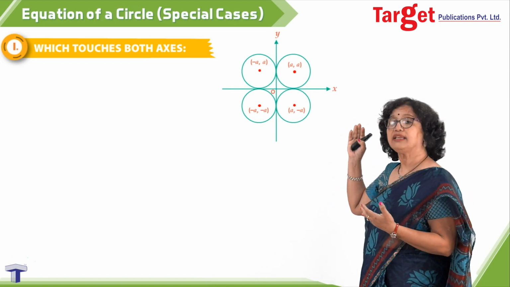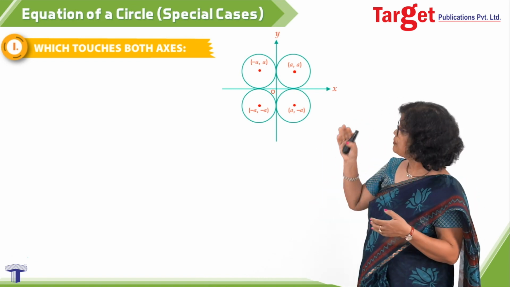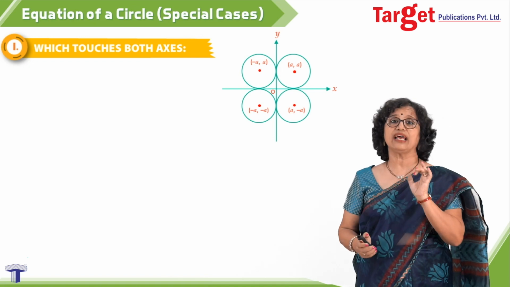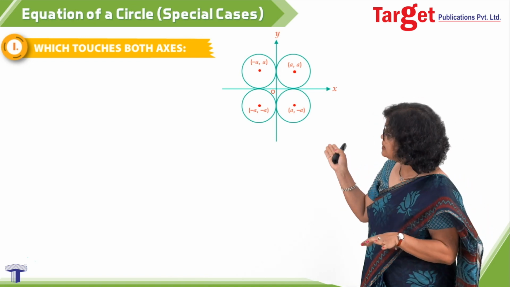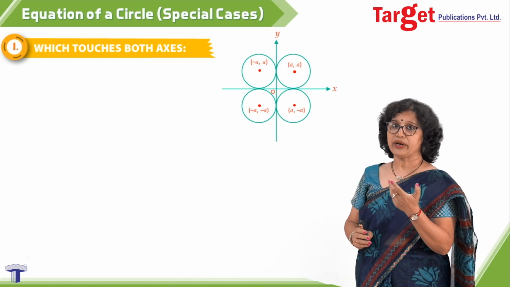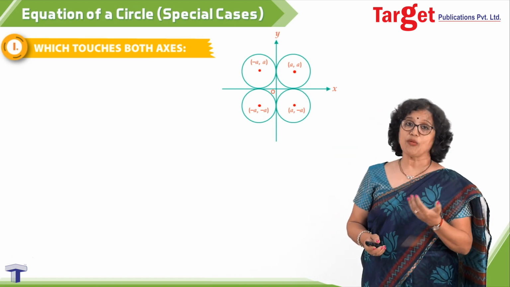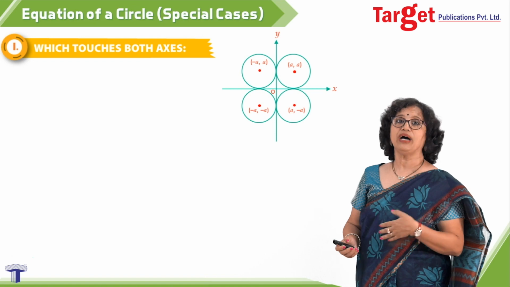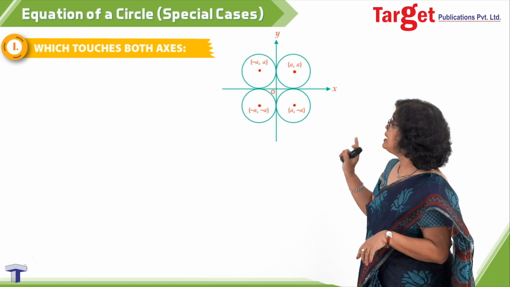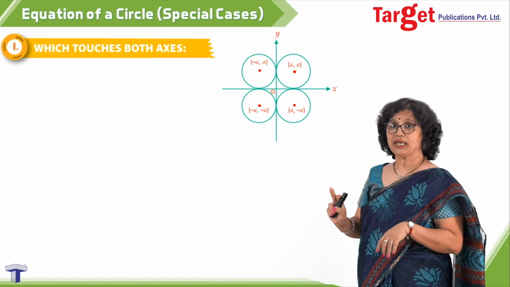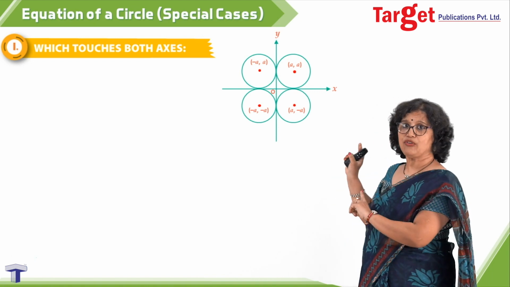So I have written their corresponding centers also. The first quadrant circle's center I have shown as (a, a), the second quadrant one as (-a, a), the third as (-a, -a), and the fourth one as (a, -a), right? And the radius in all four cases is a, which you can see from the picture.